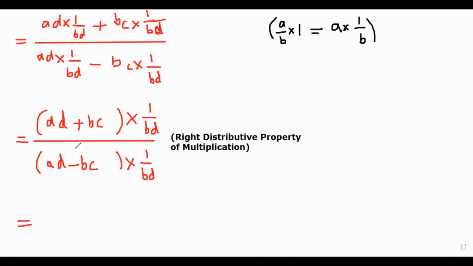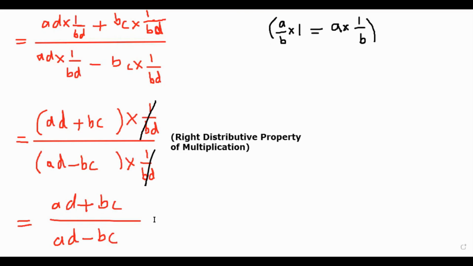So now we have another property of the real numbers, in which anything which is written the same in the denominator and the numerator will be cancelled with each other. For example, here 1 by BD and 1 by BD are written in the numerator as well as in the denominator, which are being multiplied with their numerator and denominator. So these will be cancelled with each other, and you are left with AD plus BC whole divided by AD minus BC.